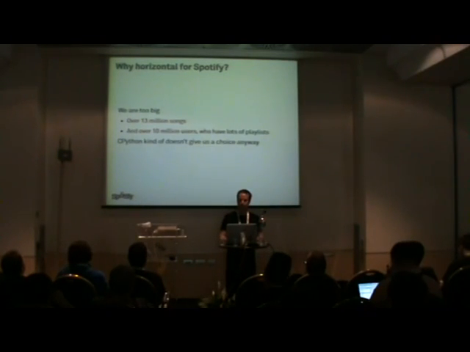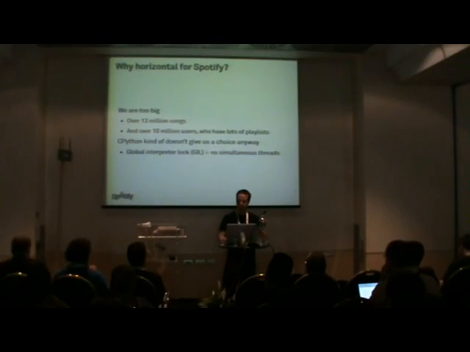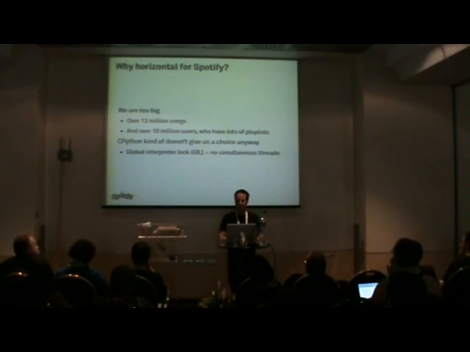Also, we use Python a whole lot in our backend, and we kind of don't have a choice. The global interpreter lock, the GIL, means that you can't have multi-threaded Python programs that are able to use all the cores on your machine. So if you have just one program and you have an 8-core machine, you're wasting a lot of resources.